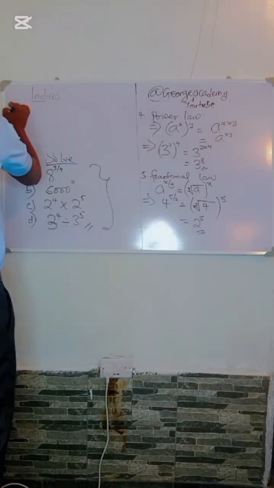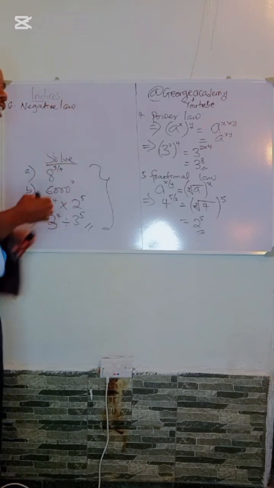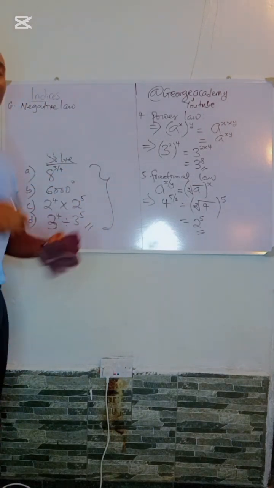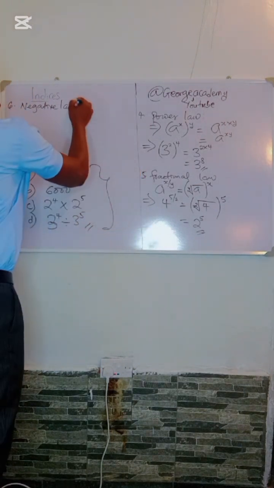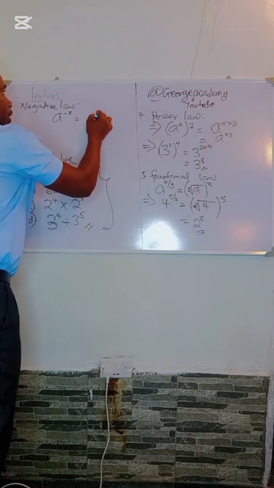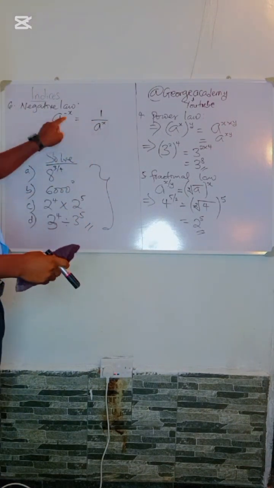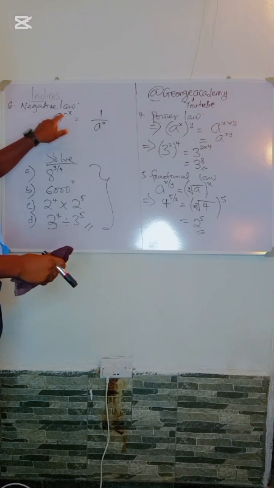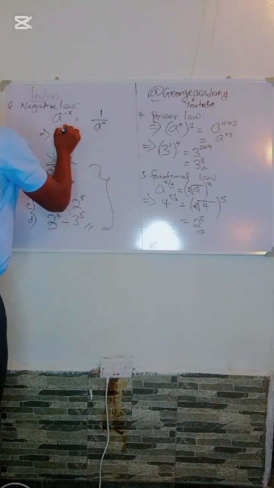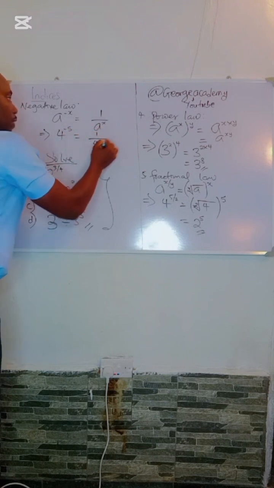We also have another law of indices they call the negative law. That's the 6th law. The negative law of indices says that if you have a number raised to a negative power, the result becomes this. So if you have a raised to the power of minus x, the result is 1 all over a raised to the power of x. So this 1 all over replaces the minus sign here. So this implies that if you have 4 raised to the power of minus 5, the result is 1 all over 4 raised to the power of 5. And that is how it is solved.